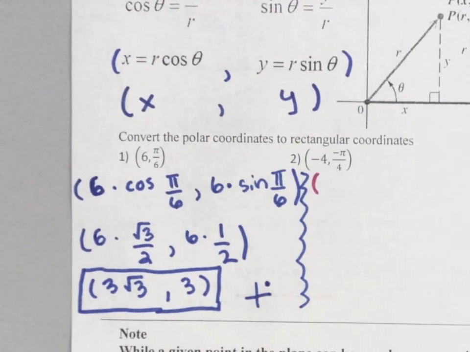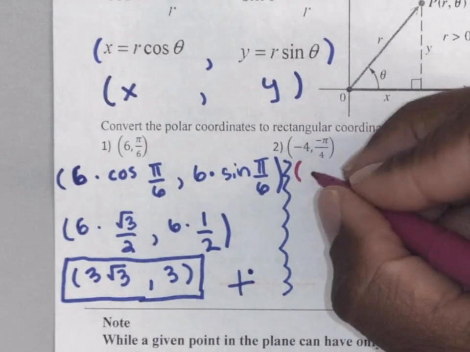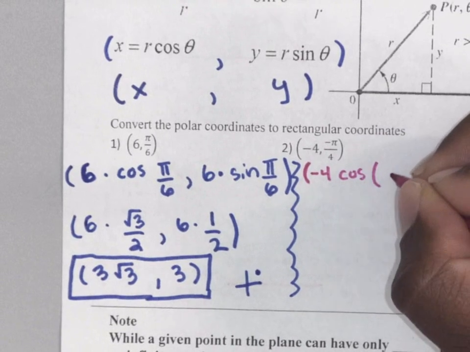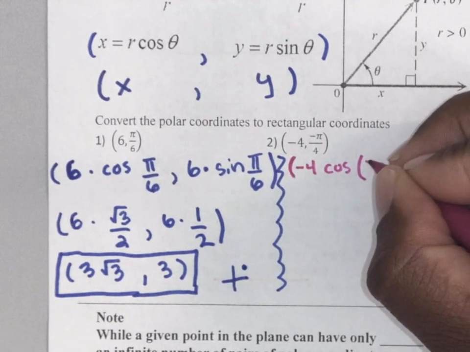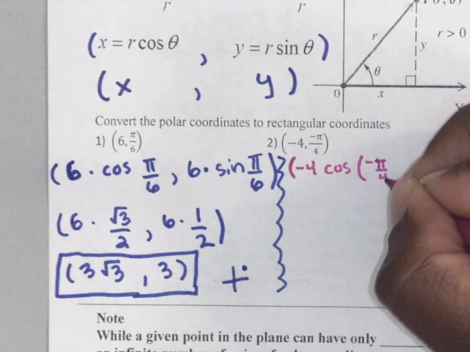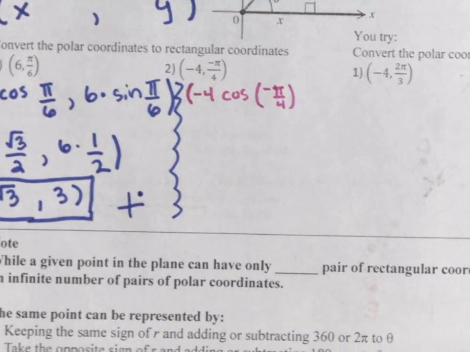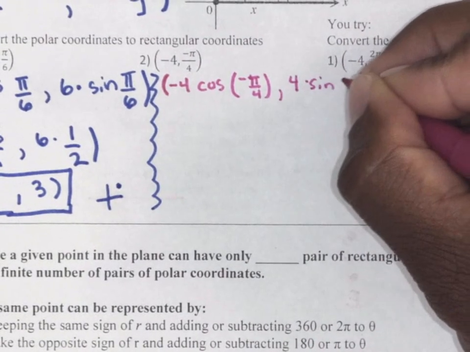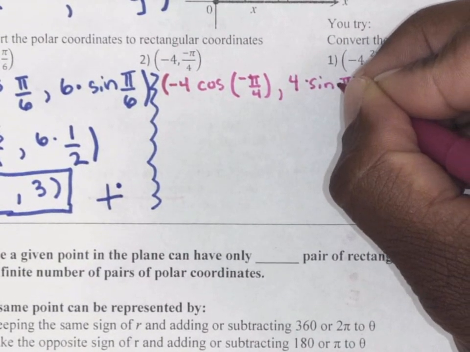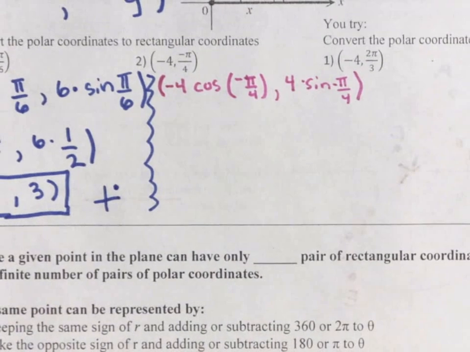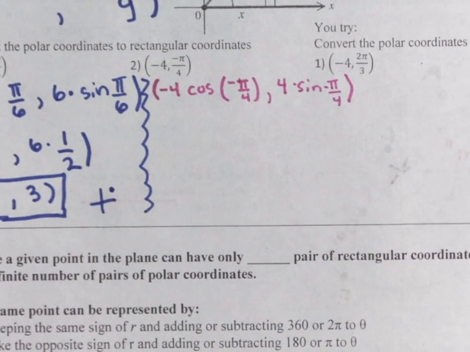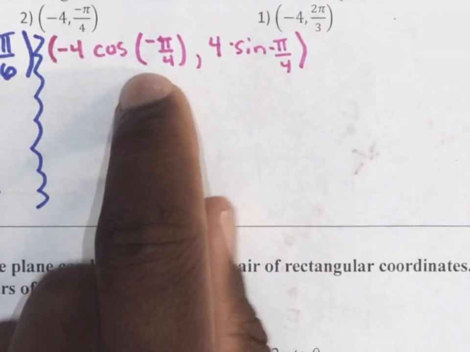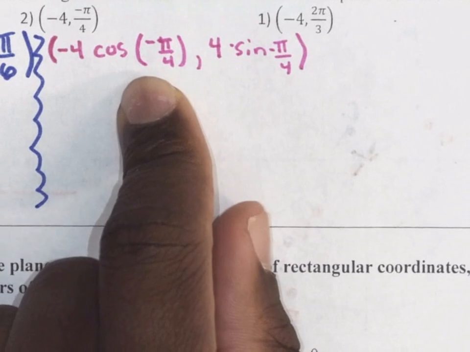For number 2, what's my radius? What's my r? So I'll do negative 4 times cosine of, what's my angle? Negative pi over 4. Then for the y, I'll do negative 4 times sine of negative pi over 4. Well, at the 45s, both of the coordinates are what? Root 2 over 2. So negative pi over 4 is in which quadrant?